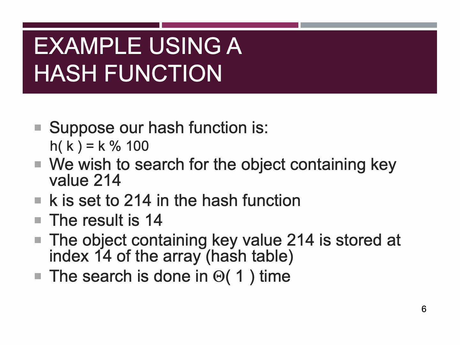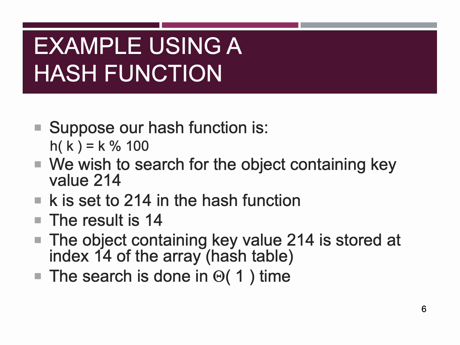Now let's say we want to search for an object with the key value of 214. We input this key into our hash function. So k equals 214. The calculation 214 mod 100 gives us a result of 14. 14 is the remainder.